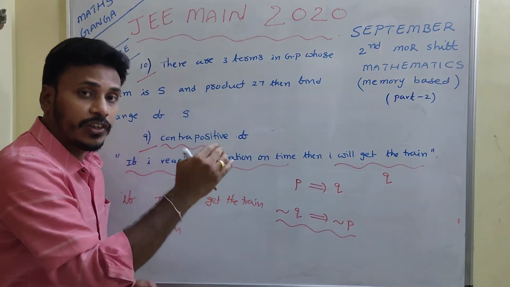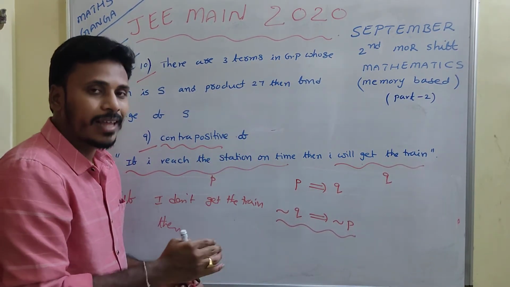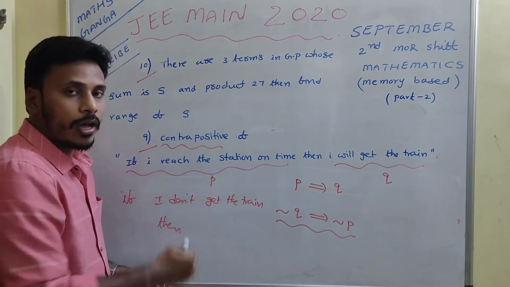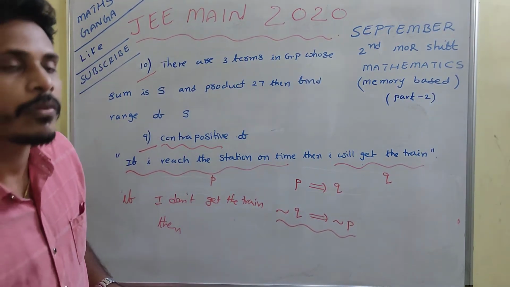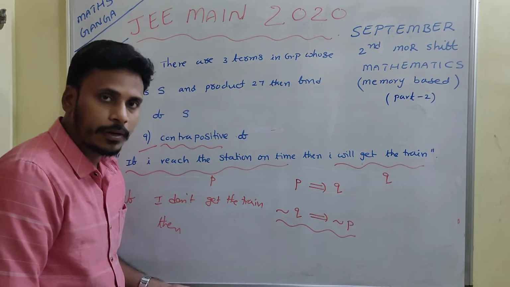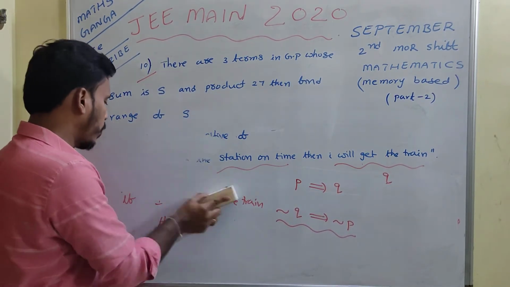If I don't get the train, then I won't reach the station on time. Okay, that is negation Q implies negation P. Because of the space and because of the time, I am not mentioning the options here. Actually, you will have options in the paper, so easily you will select the correct option, right? So that's the 9th problem.